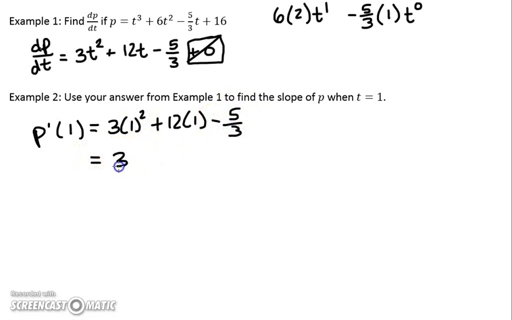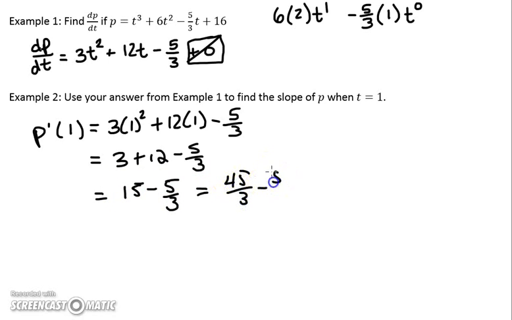So 1 squared, it's going to give us 3 plus 12 minus 5/3. So 15 minus 5/3, which is the same thing as 45/3 minus 5/3. So the slope at that point is going to be 40/3. So remember, the derivative gives us a function, and that function allows us to find the slope at any point here. So we got one more example, and then we'll stop this video.